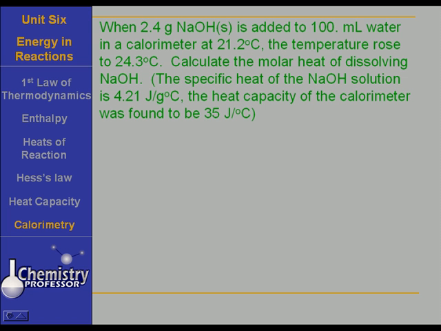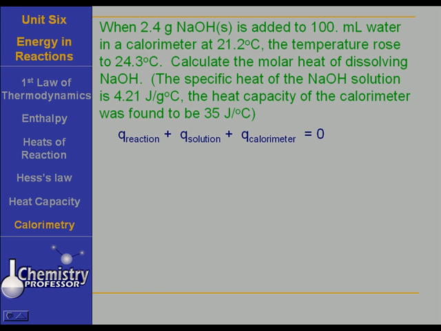And we need to calculate the molar heat of dissolving sodium hydroxide. Now remember that. It's going to come back to haunt you if you don't. Molar heat of dissolving sodium hydroxide. And the specific heat of the sodium hydroxide solution is 4.21 joules per gram degree Celsius. All right, here we go.